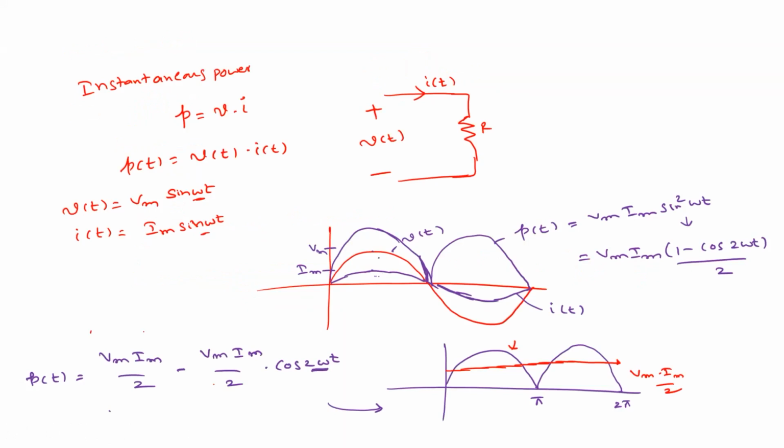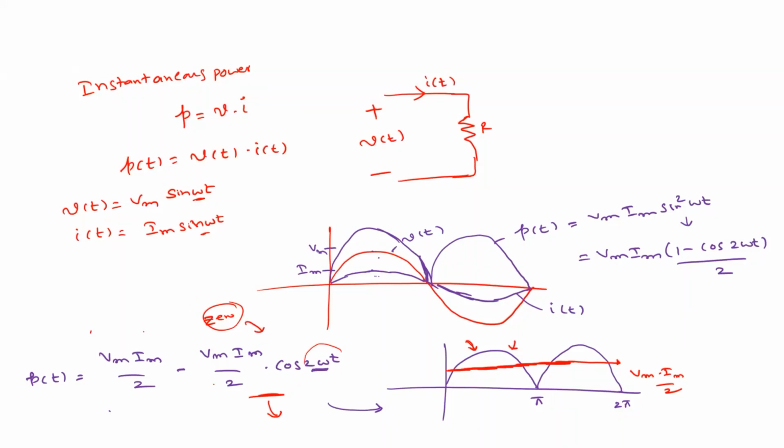If you observe, when you integrate this curve, you are left with only this one, that is Vm Im into 2. What's happening to this term is that you are integrating over one full cycle. It has 2 times the frequency component, so its value becomes 0. Its average value is 0. Clear?